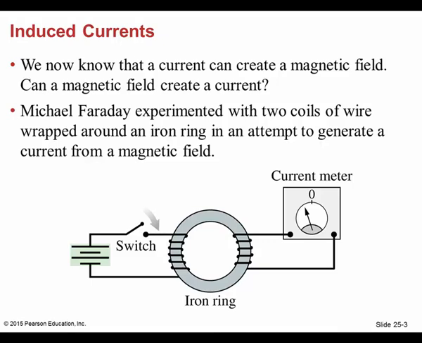But Faraday was the first one to actually experiment with inducing currents. And so basically what he did is he took an iron magnet and wrapped a coil of wire around it, and then wrapped a coil of wire on the other side, hooked it to an ammeter, and when he closed the switch, he saw a brief, momentary impulse of current go through the meter.